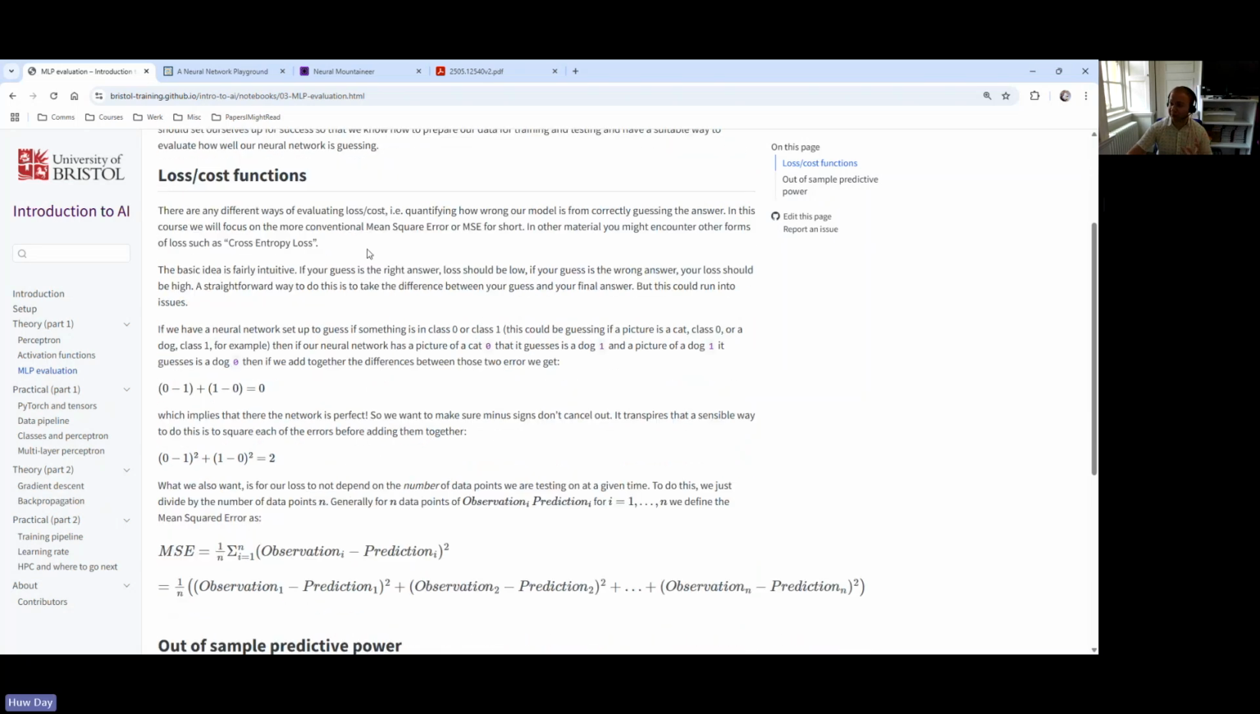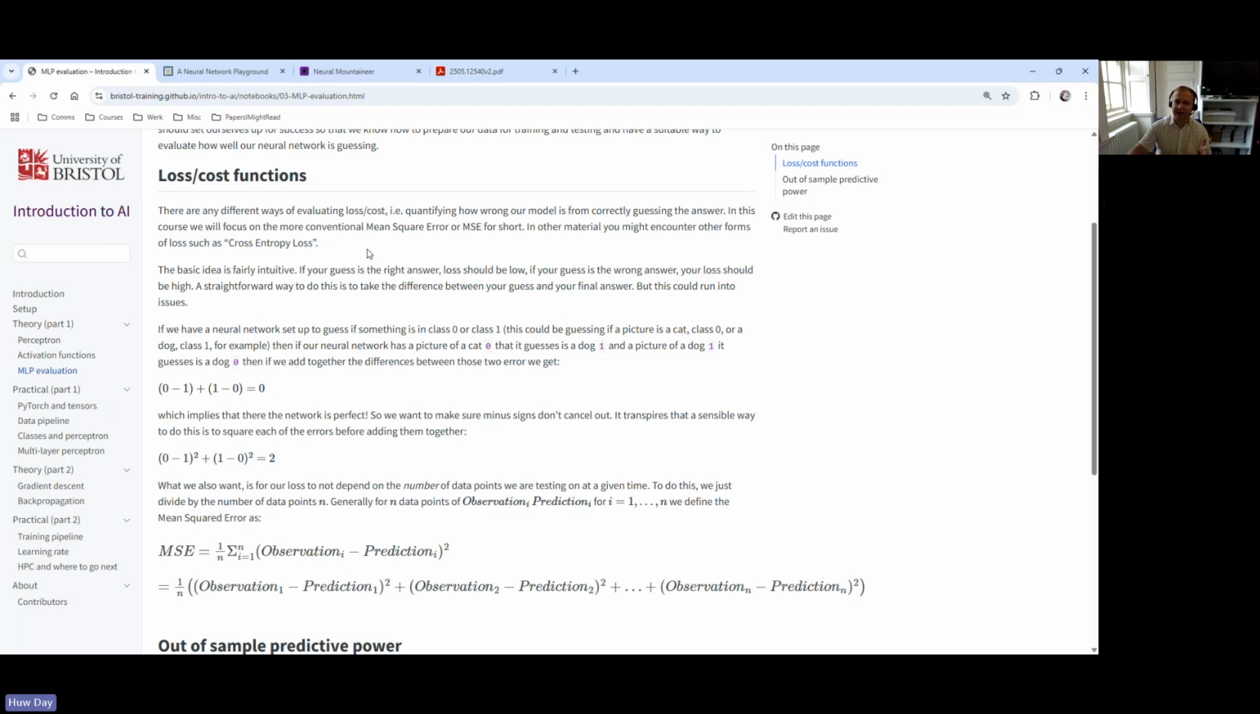There's a whole field of different kinds of loss or cost functions, but these are just methods of evaluating how good of a job you've done on a supervised task, like classification or indeed regression, right? In this course, we talk about mean squared error a lot, which should be familiar to you.